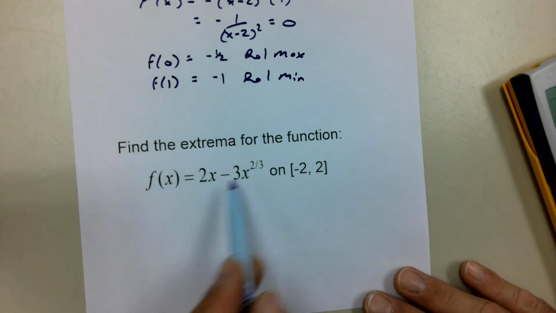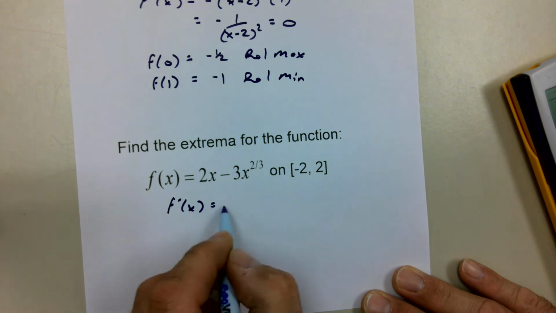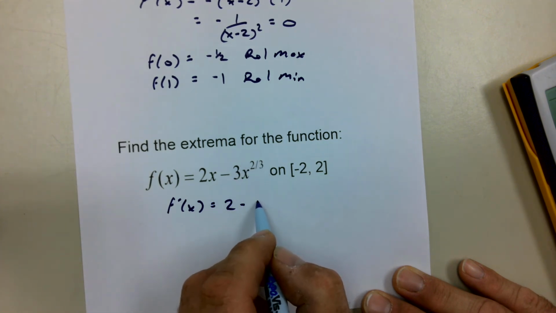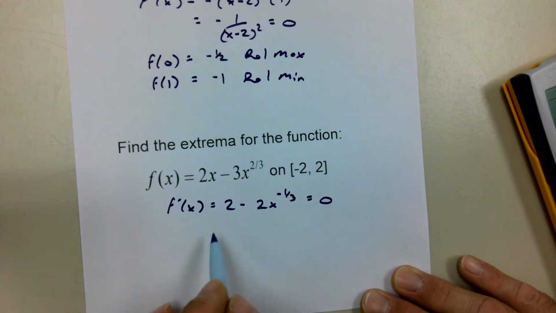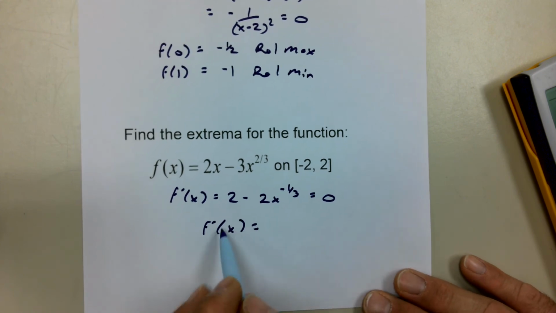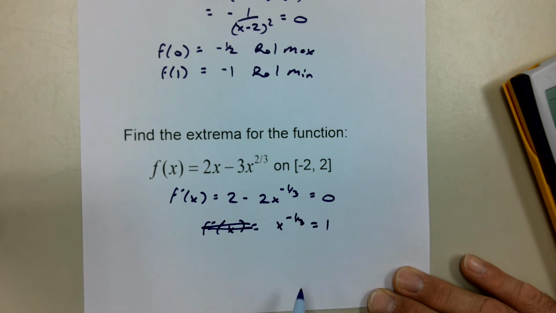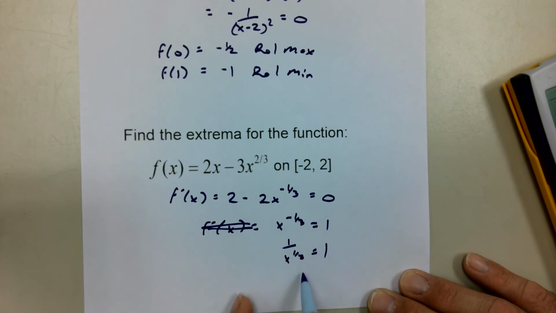We can go ahead and find 2x minus 3x to the 2/3. Our derivative is going to be 2 minus 2/3 times 3 gives us 2x to the negative 1/3, setting that equal to 0. So go ahead and subtract your 2 over, divide by 2, we get x to the negative 1/3 equals 1. We can write this as x to the 1/3 equals 1. So x is going to equal 1.